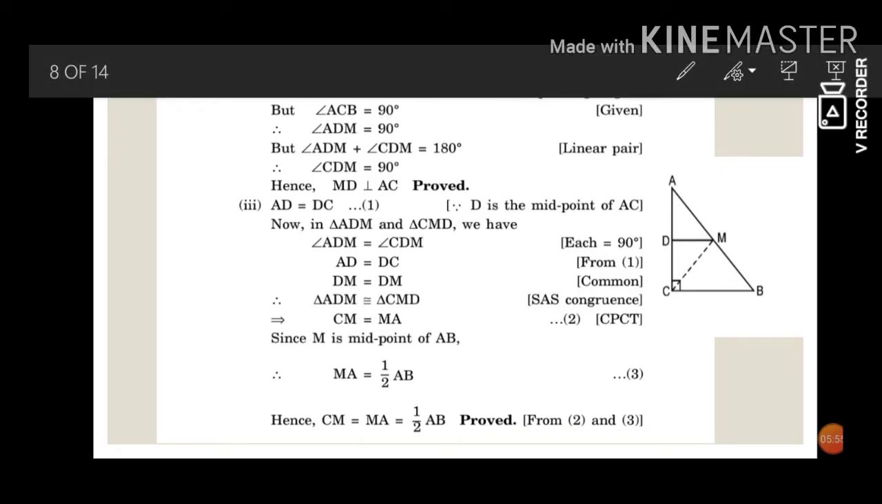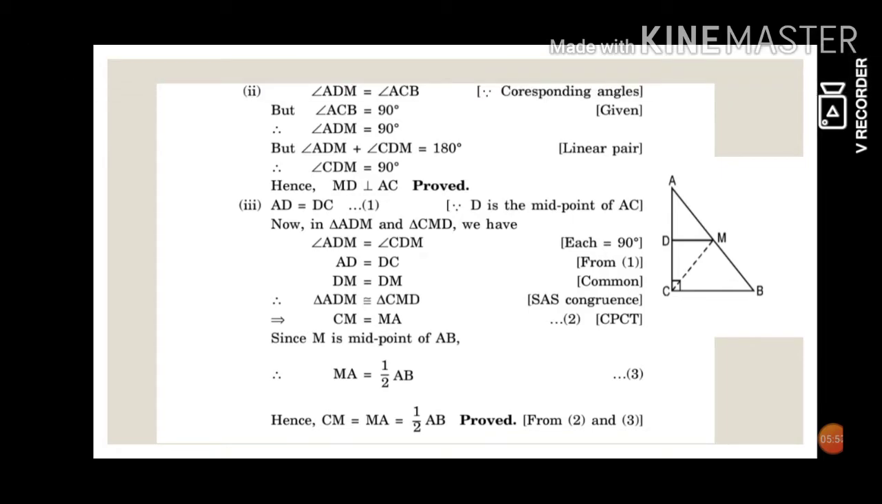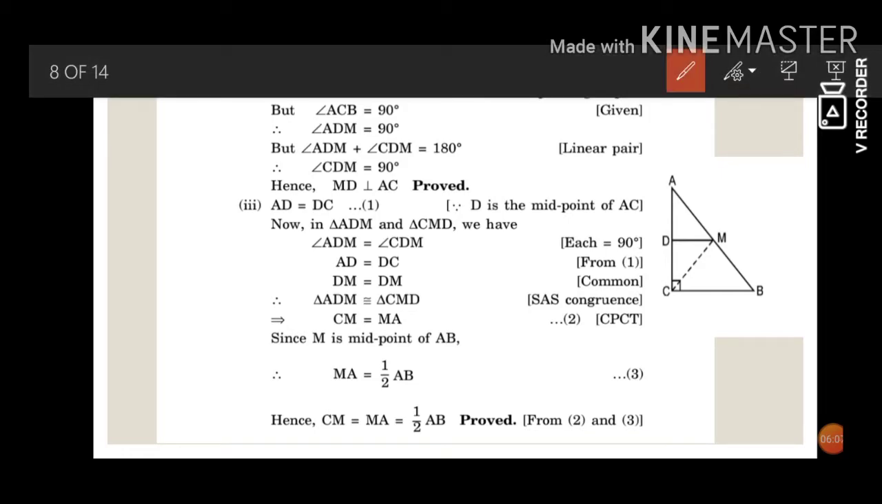Second, we have to prove that MD is perpendicular to AC. So we have angle D and C as corresponding angles. You can see these two angles are corresponding since DM is parallel to BC. So angle at C and angle at D are corresponding angles. Angle at C is 90, which implies angle at D will also be 90.